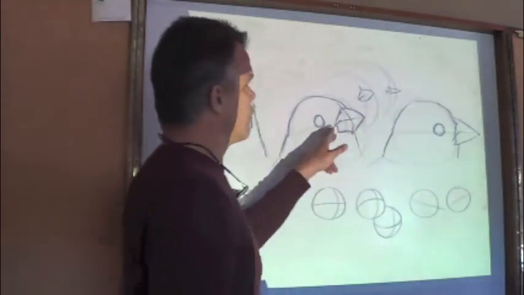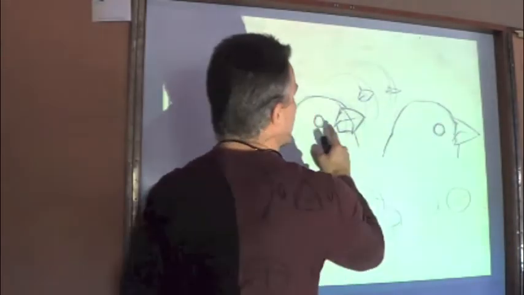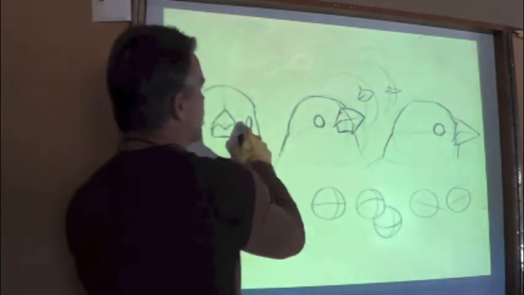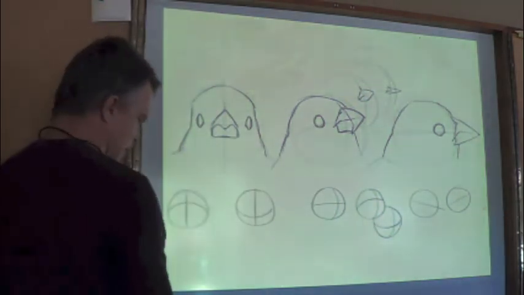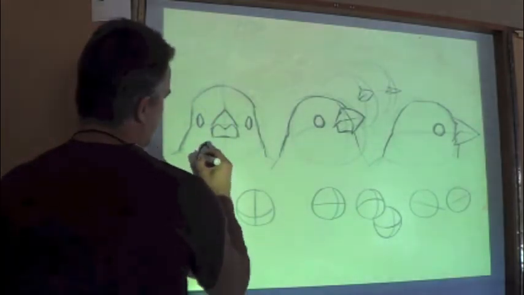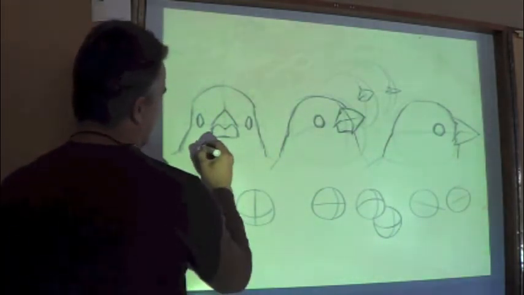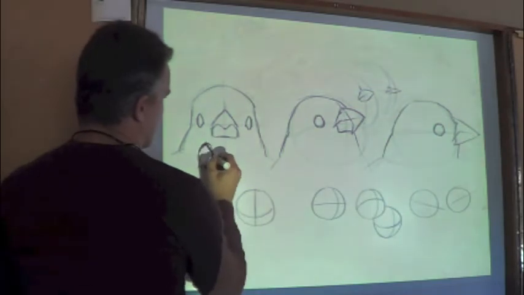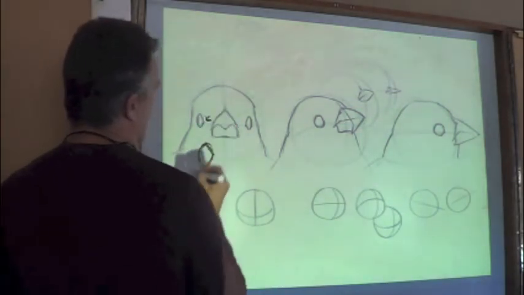As the head turns towards you, the round eye is going to become more of an ellipse. Or you may see this shape here with a sort of angry bird eye. So it could be more elliptical, or sometimes you have a little bit of angle on the inside side.